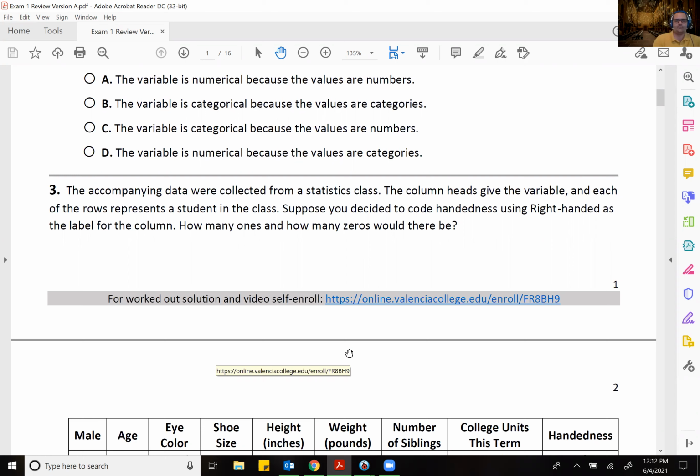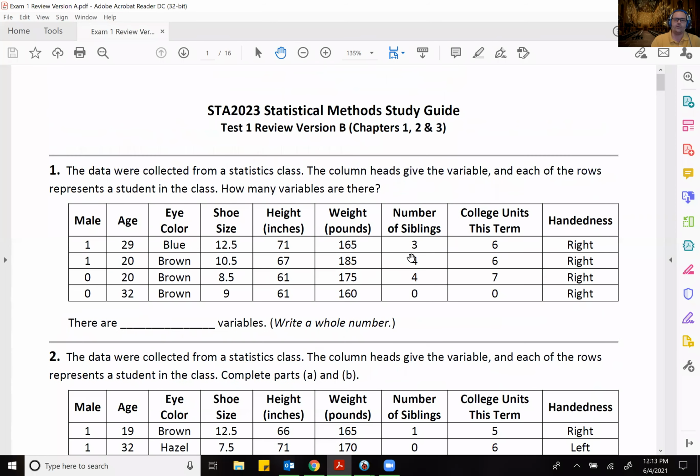The accompanied data was collected. The column heads give the variable, and each row represents a student in class. Hey, look at this right here. Sometimes if you forget things, later questions in your exam tell you how to locate things, like the column heads give the variable. It relates right back to question 1 if you forgot what a variable was.